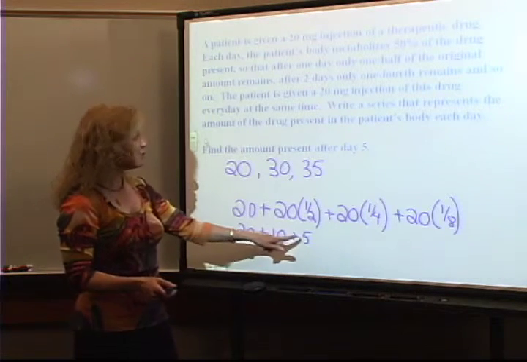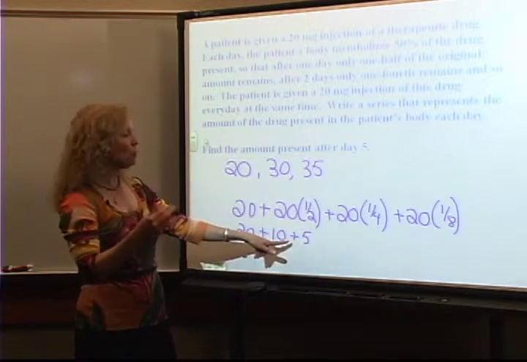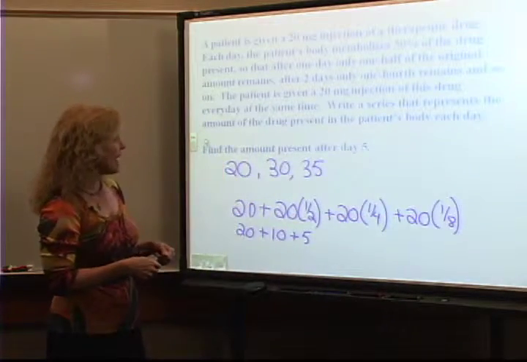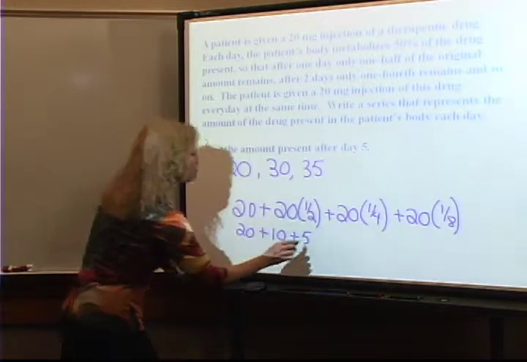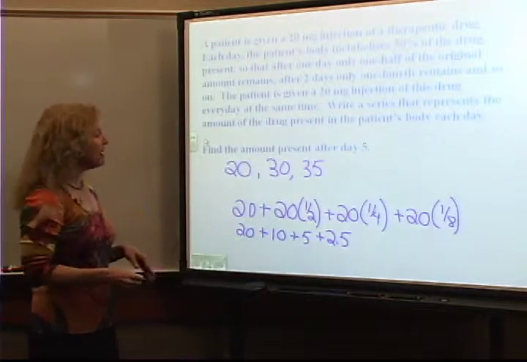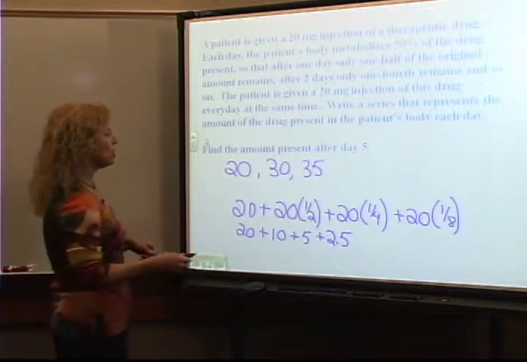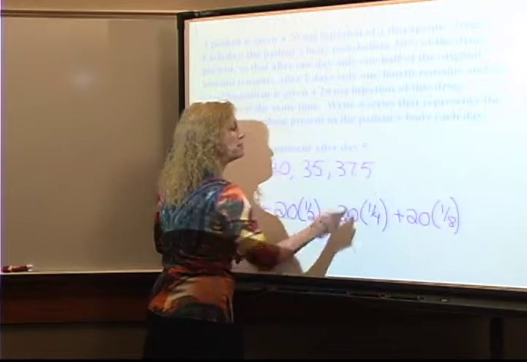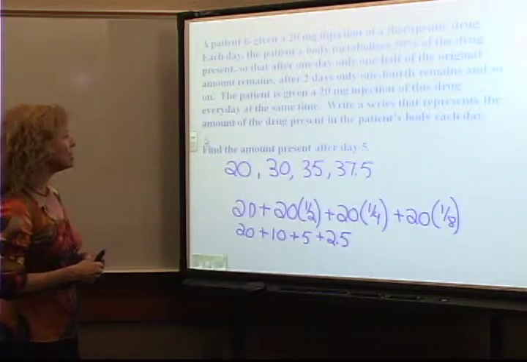So we have that 35 milligrams already in the body, and we have, let's see here, an eighth of 20 would be 2.5. Another 2.5 milligrams in there. So we have 37.5 milligrams of that medication.